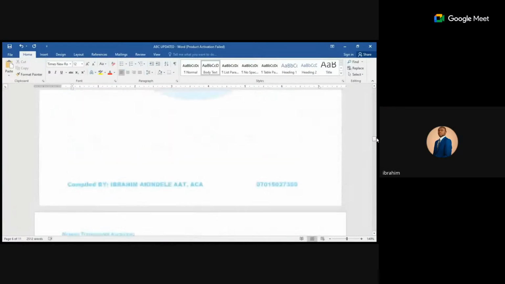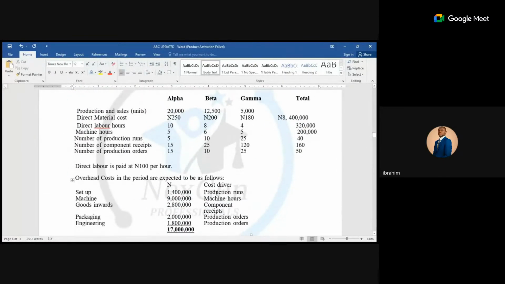With the number of setups. You can see that setup is going with production runs. Can you see it, class? This is the cost driver. So if the production runs change, the cost pool will also change. You can come to this side and check our production runs. If you had 5 production runs, 10 production runs, 25 production runs, you're supposed to have 40.